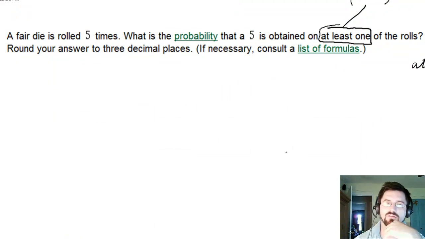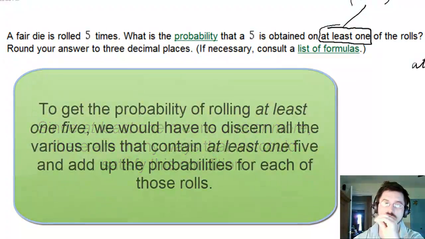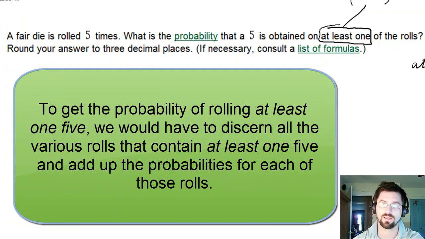And this is a lot easier to figure out because otherwise we'd have to use the addition rule and figure out what's the probability of 1 being rolled, what's the probability of 2 being rolled, what's the probability of 3 being rolled, what's the probability of 4 5s being rolled, what's the probability of all 5s being rolled. And that's no fun. Let me write that down though.